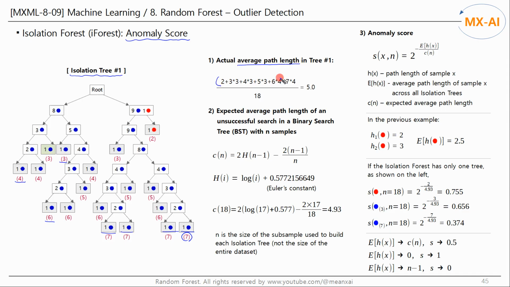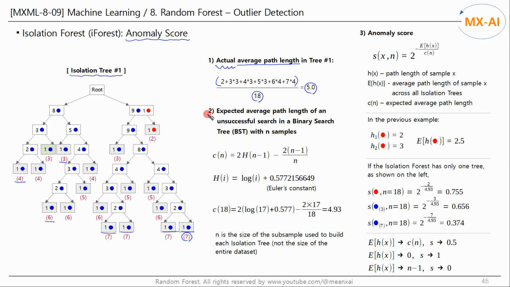If we add up the path lengths of all the leaf nodes and divide by the total number of samples, which is 18, we obtain an average path length of 5.0. This is the actual average path length of tree 1. We can compute the average path length of tree 2 in exactly the same way. The two values will not be identical, but they should be fairly similar.